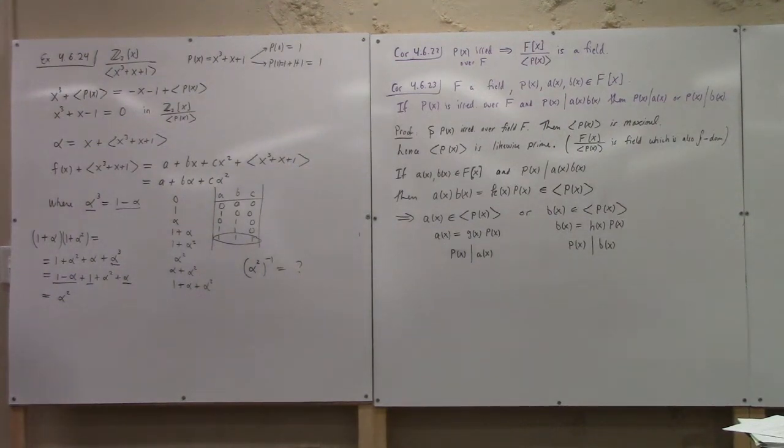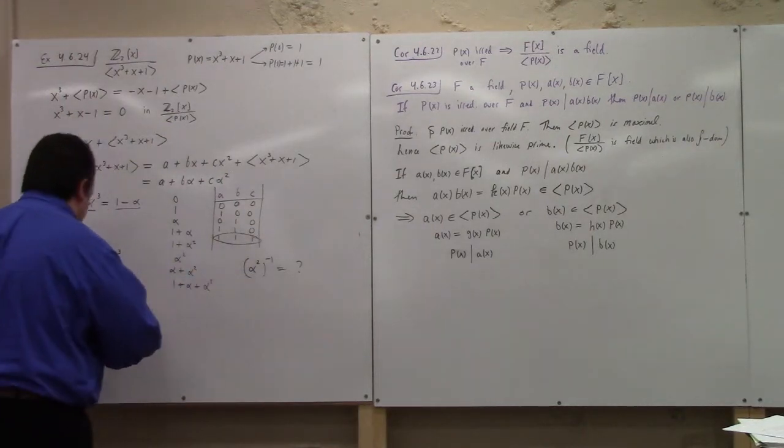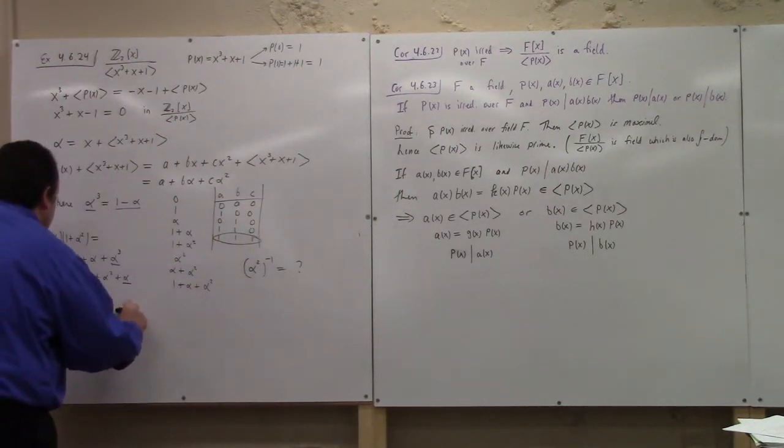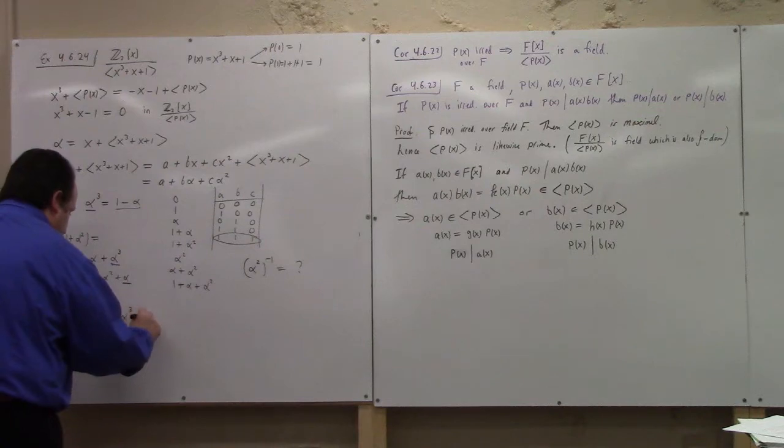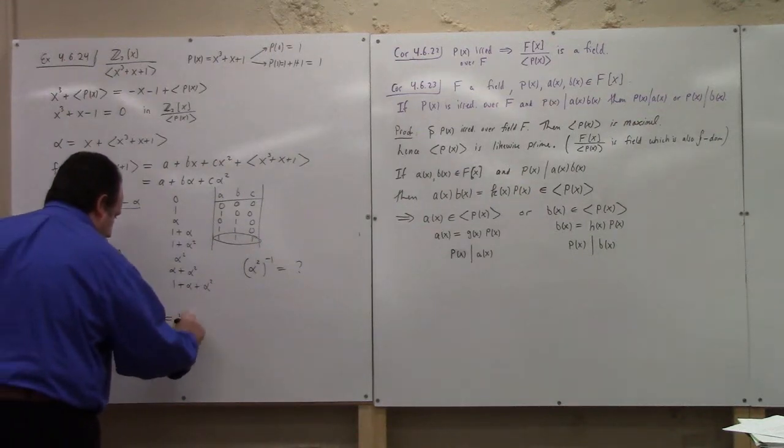Well, check this out. Alpha cubed, there's something to mind here. Alpha cubed plus alpha equals 1, right?